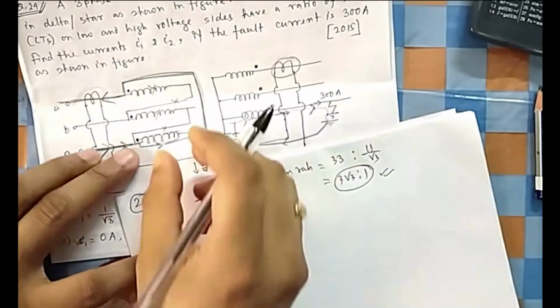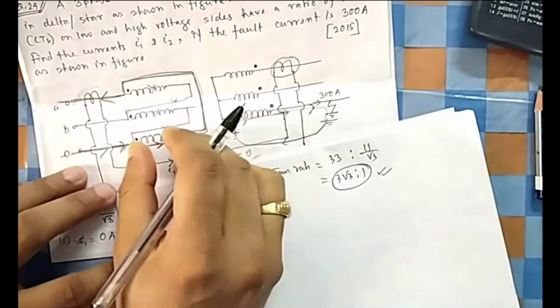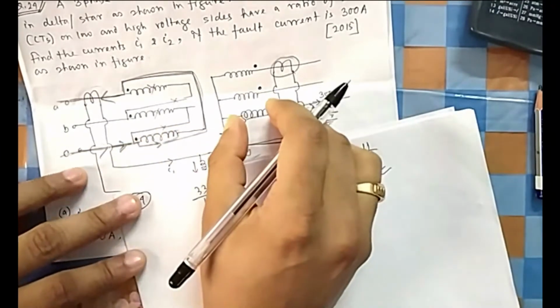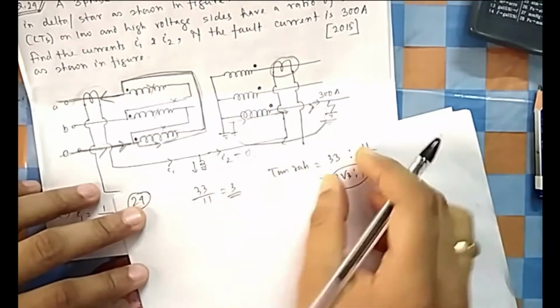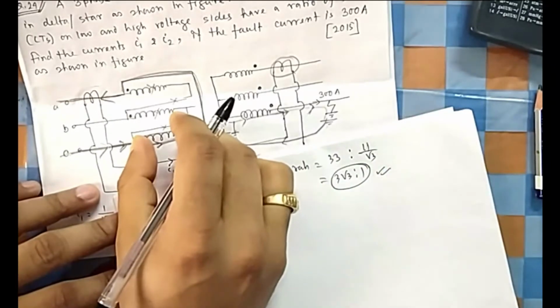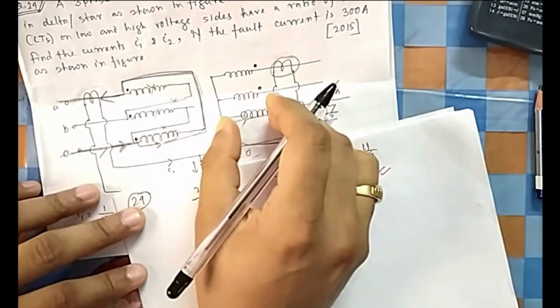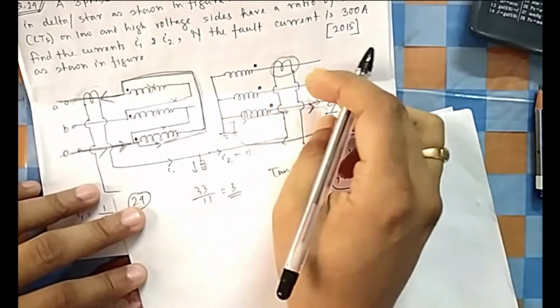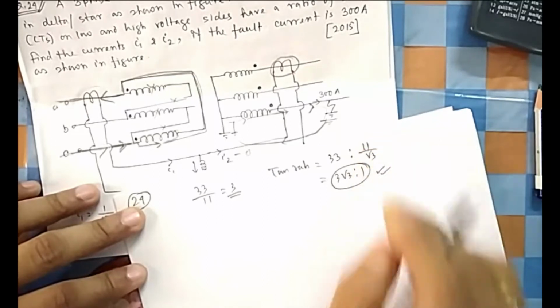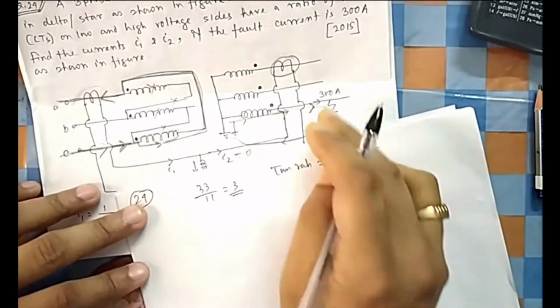Because turn ratio is always between this phase and this phase. You think what is the voltage across this phase? What is the voltage across this phase? Take the ratio, that is your turn ratio. Voltage across this phase is, because it is delta, line voltage will come across it, that is 33. Because it is star, this voltage is phase voltage, that will be line voltage divided by root 3. So this is the turn ratio.